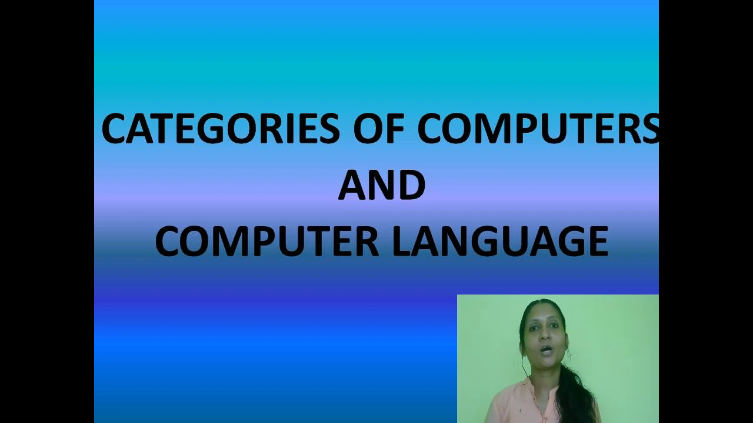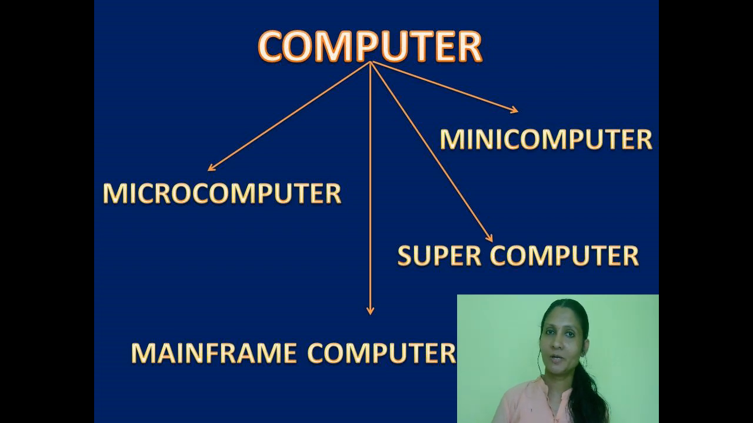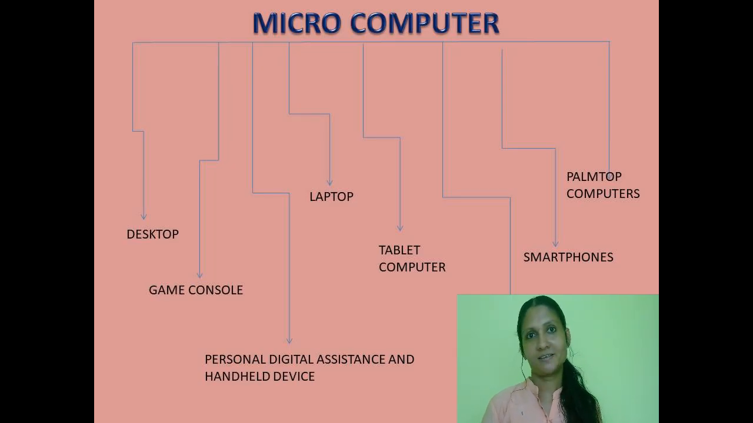Computers are classified according to their size, speed or storage capacity. What are they? Microcomputers, minicomputers, mainframe computers and supercomputers. Let's learn about microcomputers. What are the different types of microcomputers? Desktop, laptop, palmtop, game console, embedded systems, personal.